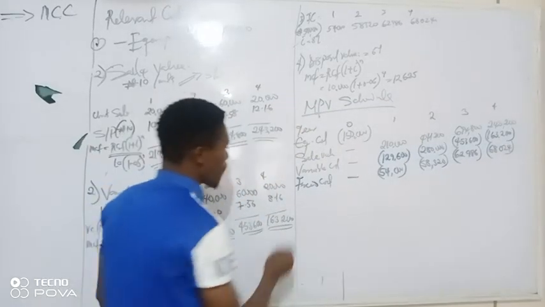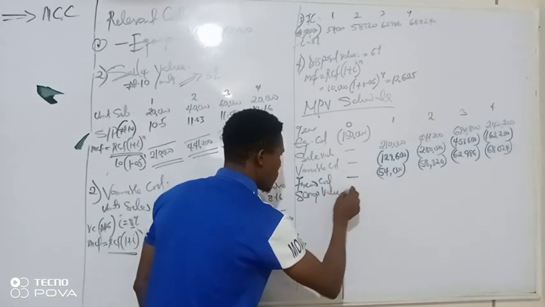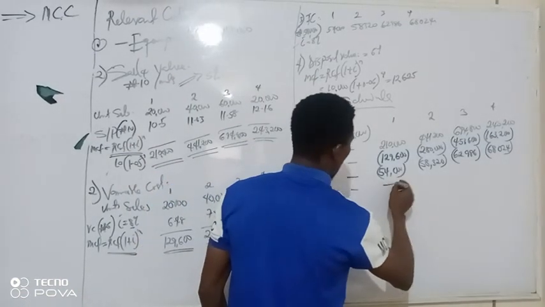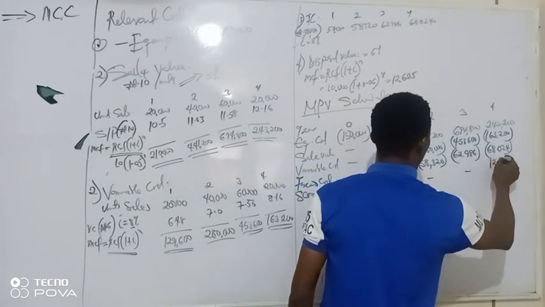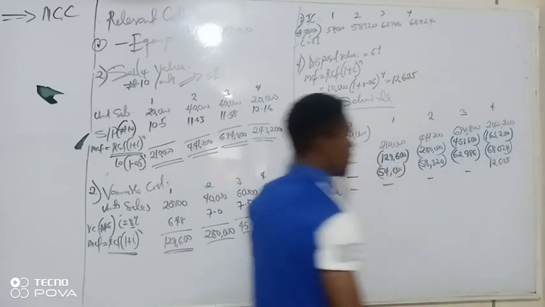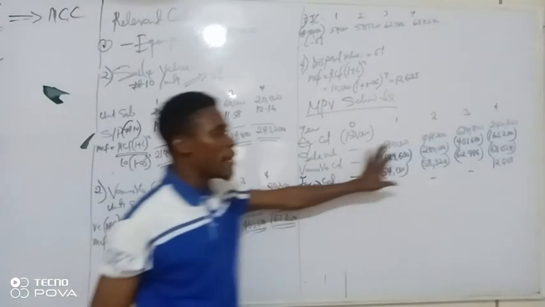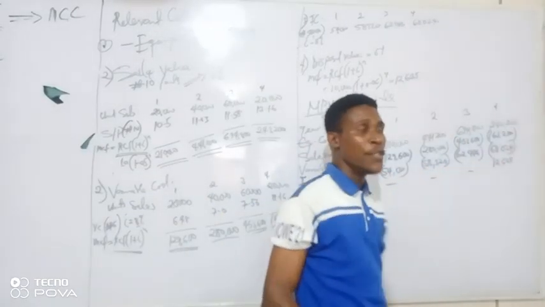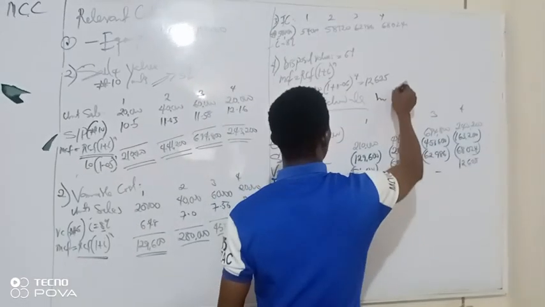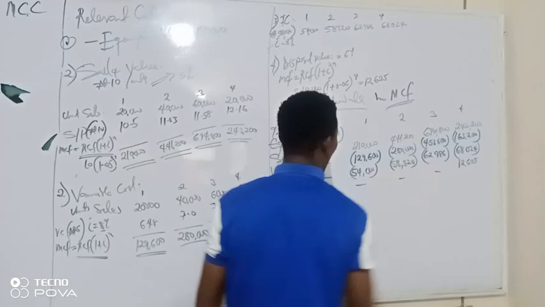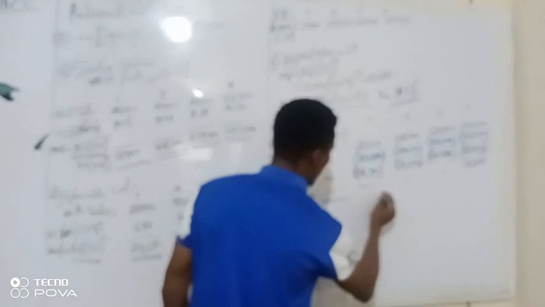What next? Our scrap value. We have a dash, and then 12,625. So don't forget, all these cash flows are in money cash flow. That's why I say everything is in money cash flow. They are all in money. So if you have that, let's get our net.